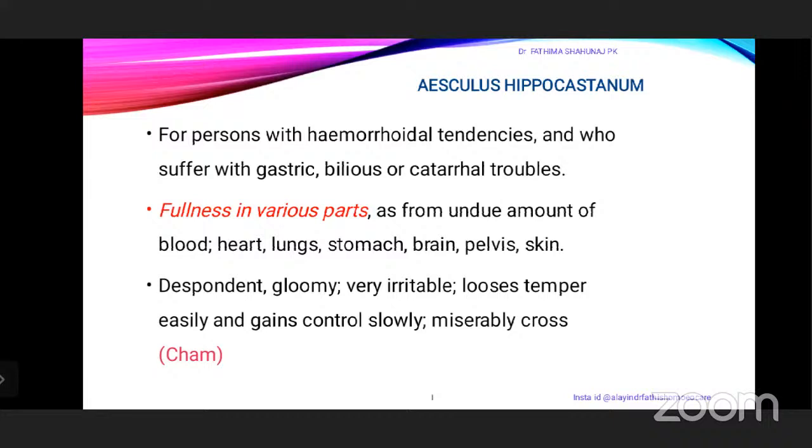Okay, then despondent, gloomy, very irritable, loses temper easily and gains control very slowly. So these sorts of patients will be so despondent. They will be gloomy and very irritable, and they lose their temper very easily and gain control very slowly and are miserably cross. And this symptom is compared with Chamomilla. Chamomilla is a child remedy. So the nature of the Chamomilla baby is that mental nature: child exceedingly irritable, fretful, quiet only when carried, impatient, wants this or that and becomes angry when refused or when offered, routinely rejected, too ugly to live and cross and spiteful. So these are the symptoms compared with Chamomilla.